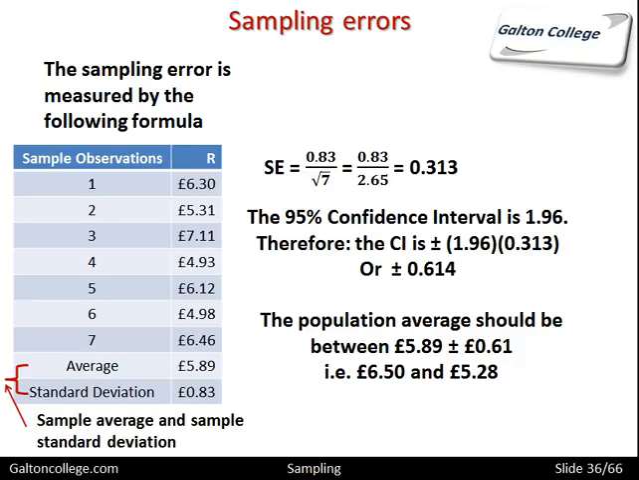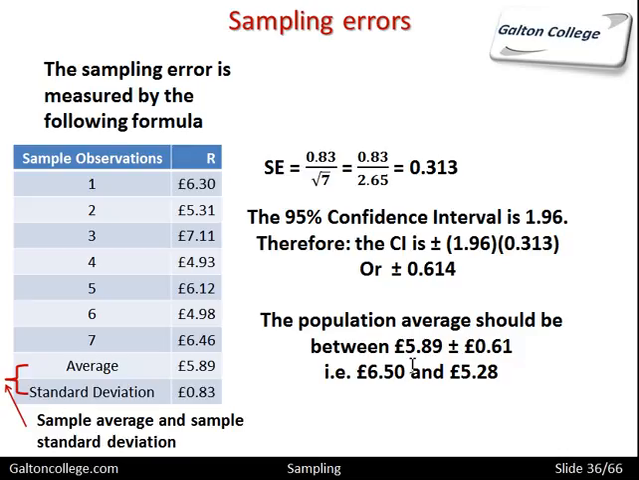Now, 95% confidence interval is 1.96. Therefore, the confidence interval, CI, is plus or minus 1.96 times 0.313, which is plus or minus 0.614. So the population average should be between the average of the sample, £5.89, plus or minus 61 pence, 0.61 pounds. In other words, the population average should be between £6.50 and £5.28. And we're 95% confident that that is true. We're not 100% confident, because it is a sample, but we're 95% confident that that is true.